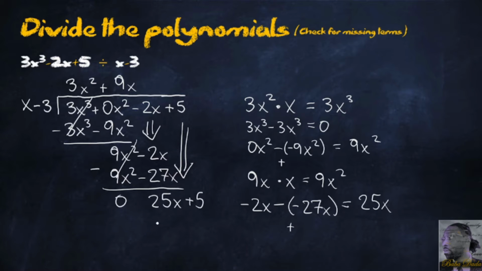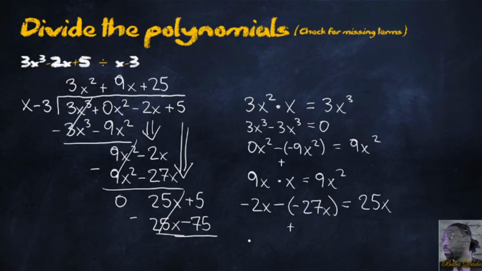So now we need 25x here. So we need to multiply x by a number that would give us 25x, which is going to be 25. So plus 25 times x would be 25x. And then 25 times negative 3 is negative 75. So we subtract, these cancel.